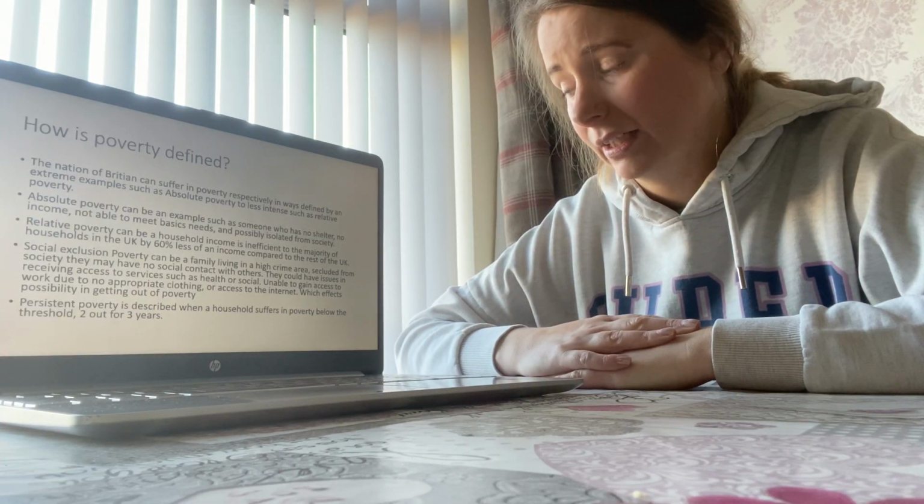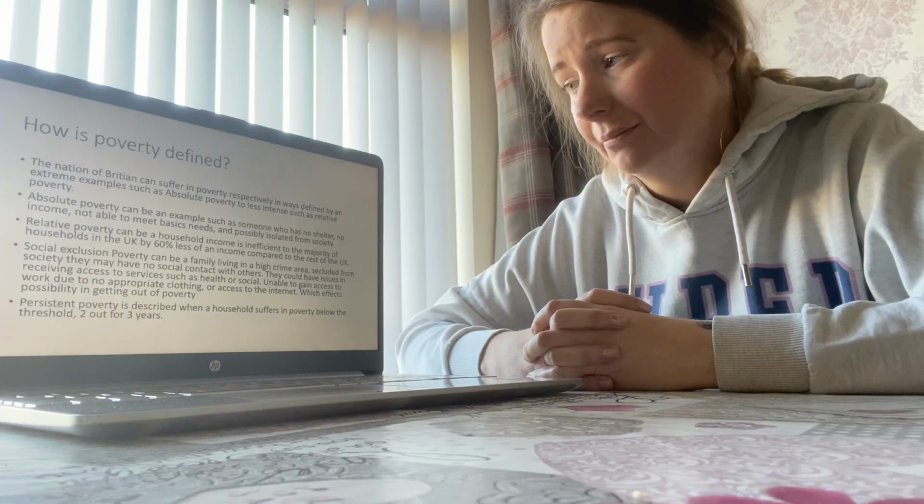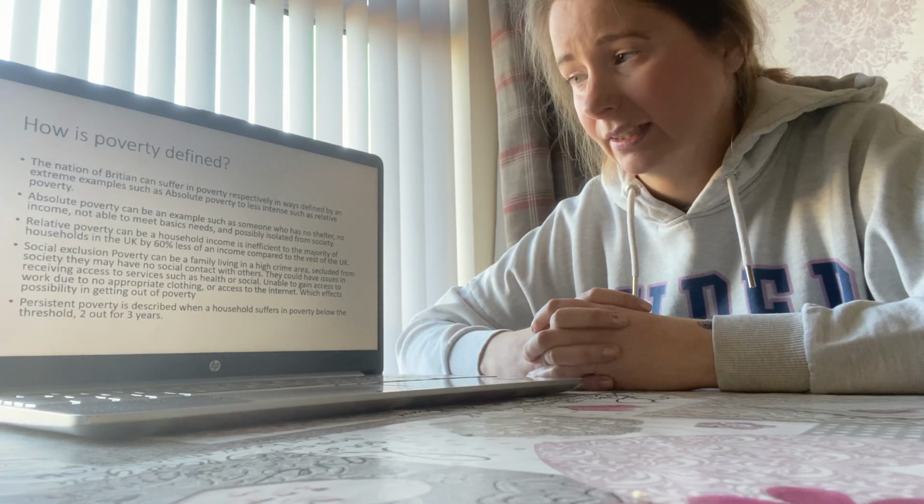Relative poverty can be when a household's income is insufficient compared to the majority of households in the UK, with 60% less income compared to the rest of the UK. Social exclusion poverty can be a family living in a high crime area, secluded from society. They may have no social contact with others.